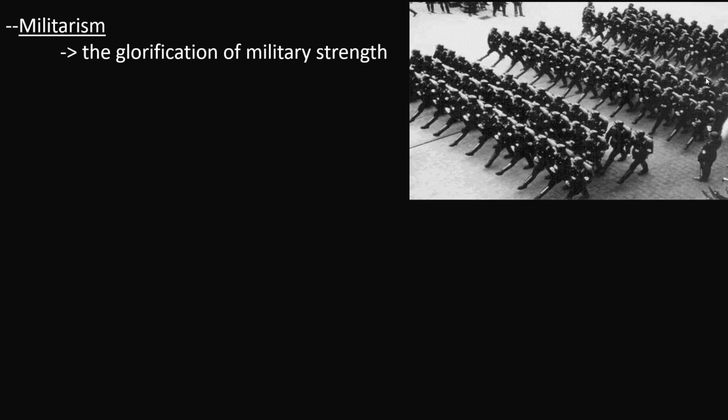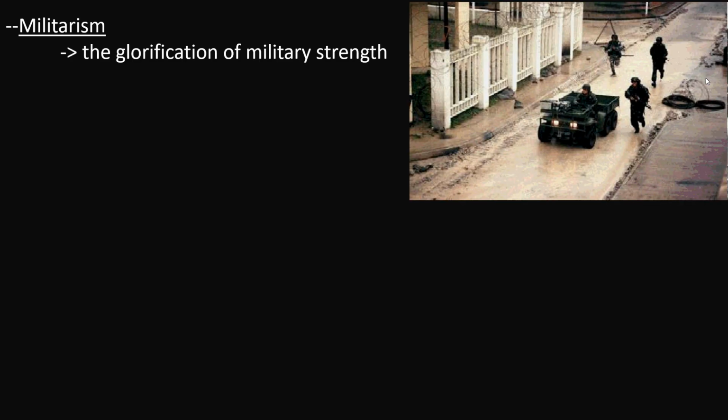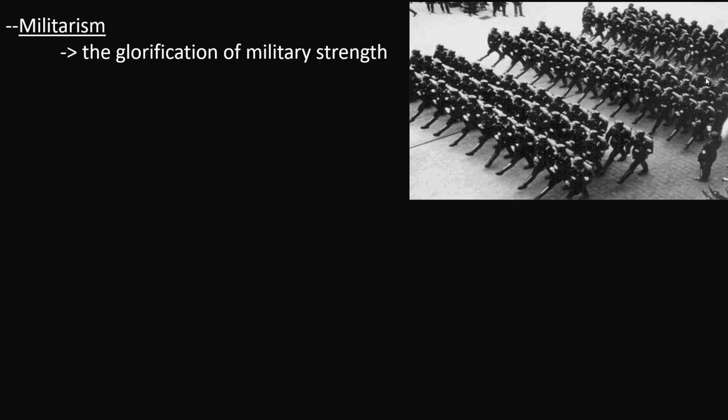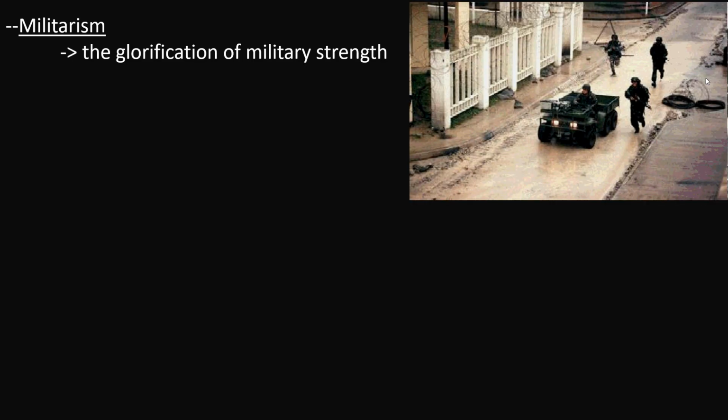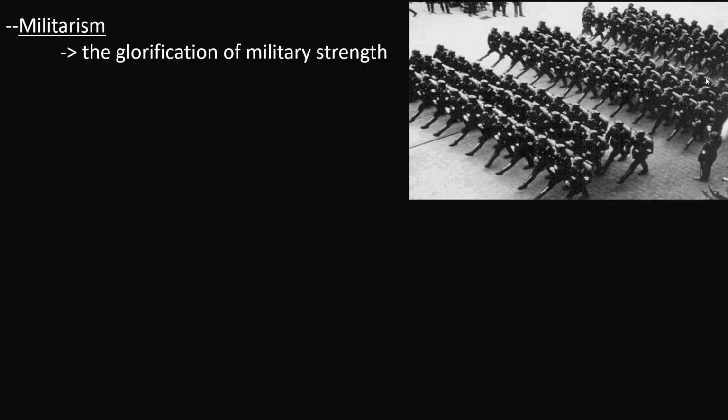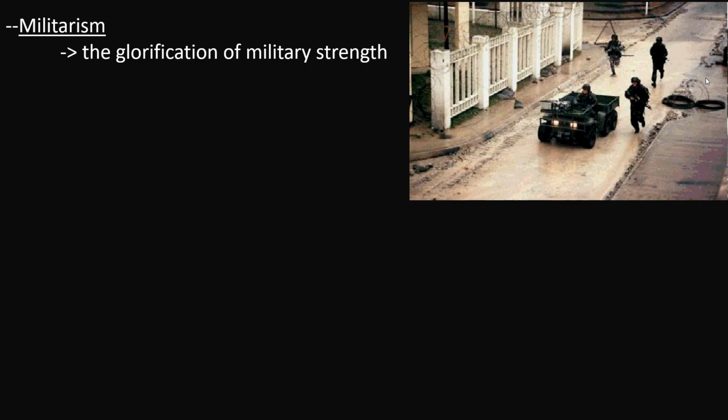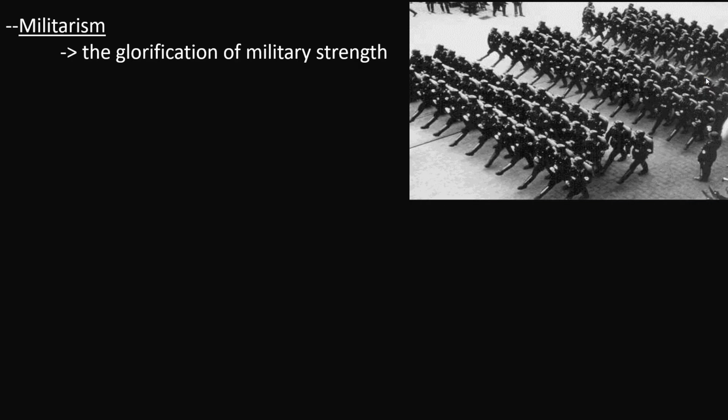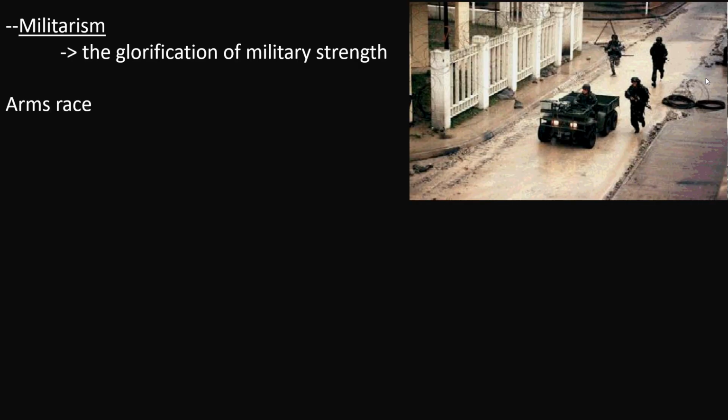Cause number 2, militarism. Militarism is simply the glorification of military strength. Historically, in Europe, here's how things went. Large European countries would try to overpower small European countries. And if two countries had an issue, they settled it on the battlefield. Well, what this is going to lead to is an arms race.